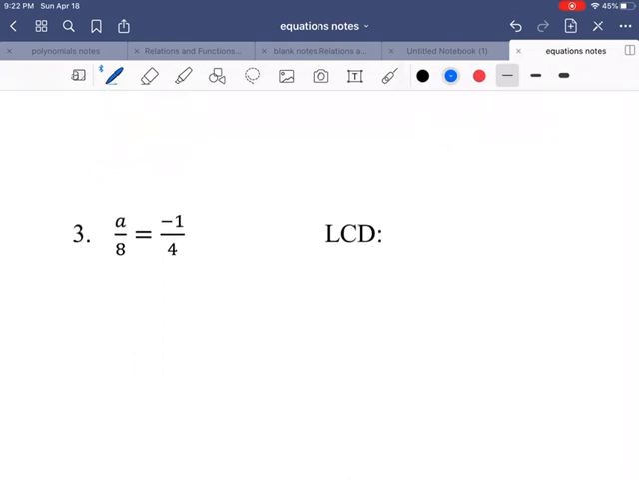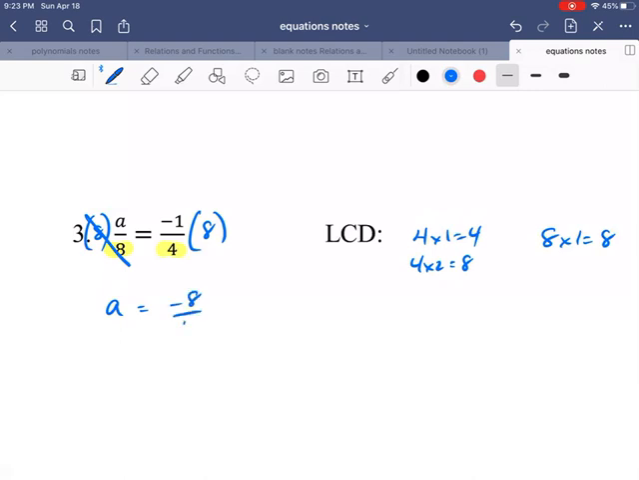All right, our next example here. Look at the denominators, figure out the multiples. So 4 times 1 is 4, 4 times 2 is 8, and 8 times 1 is 8. Well, 8 and 8, that's what we want. So multiply each side by 8. The right side will simplify to 1a, and this simplifies to negative 8 over 4. Negative 8 over 4 can reduce to negative 2, and there's your solution.